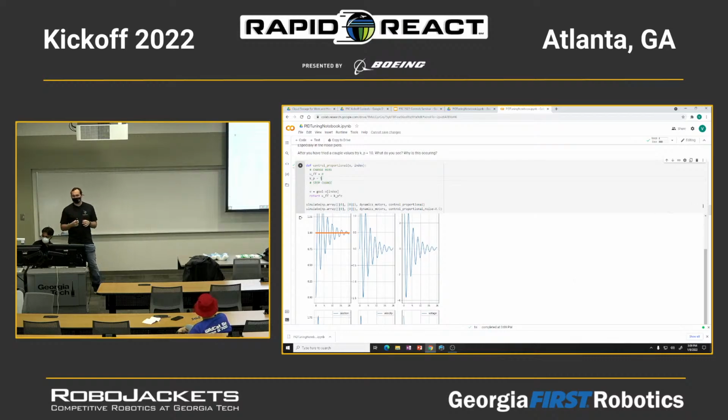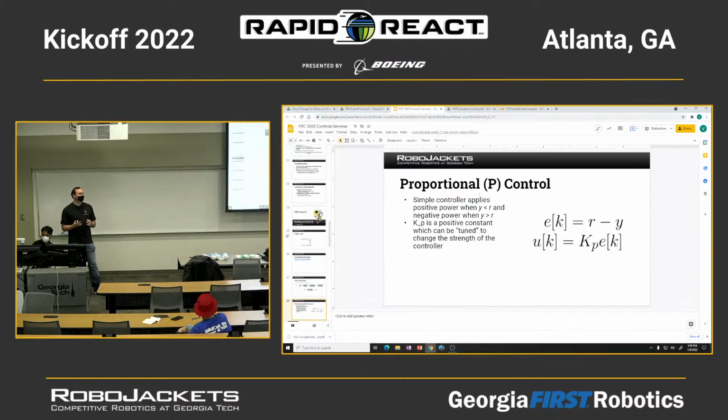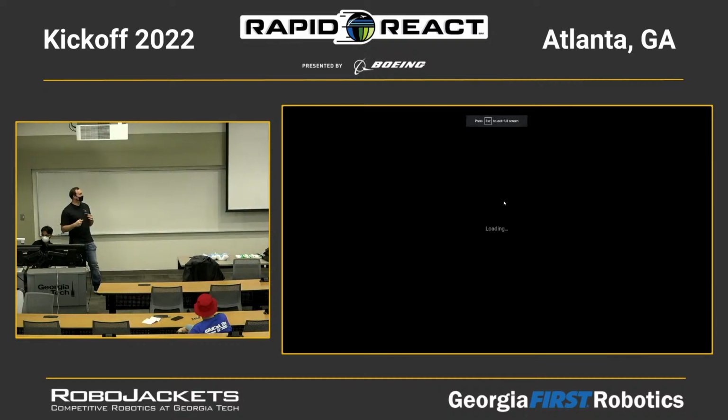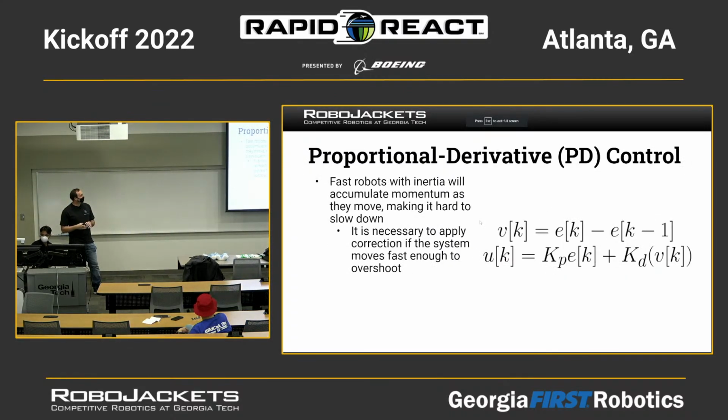So the next thing we're going to talk about is PD. So this D stands for derivative. If you don't know calculus, don't worry about it. Essentially what I'm talking about is the difference in the error, so the change in the error. So now we have our P, which is proportional to the error at the current time step, and then we have D, which is proportional to the change in the error.